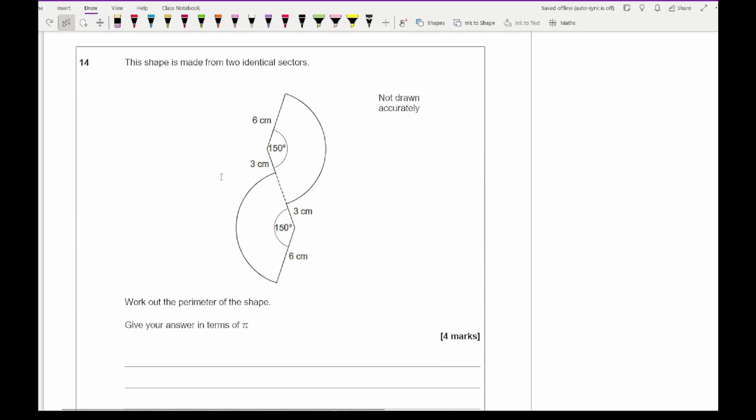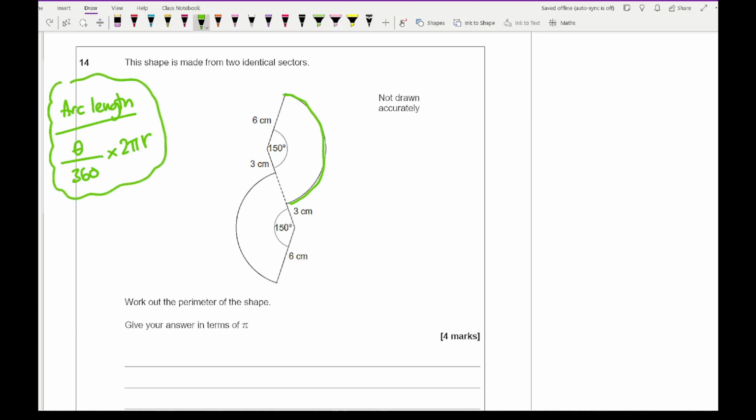Then moving on to question 14, it says this shape is made from two identical sectors. Work out the perimeter of the shape, give your answer in terms of pi. So looking at this, the thing that I need to work out is what this arc length here is going to be. Now the formula for arc length is theta divided by 360 multiplied by 2 pi r, because it's connected to the circumference of a circle. You could use pi times d, but because we're working with radii, it's convenient to use this formula here.